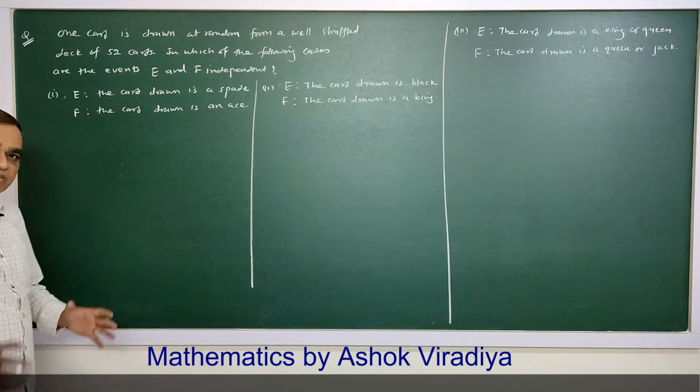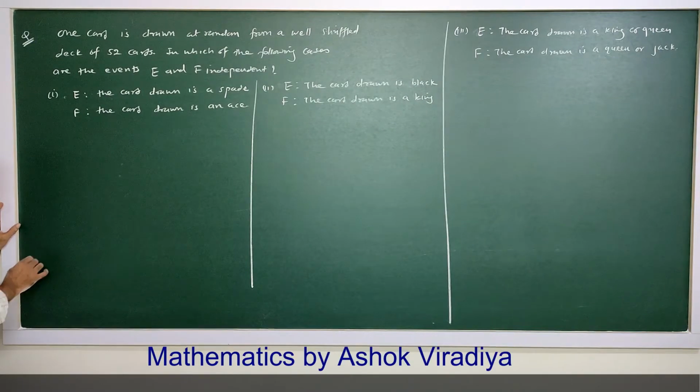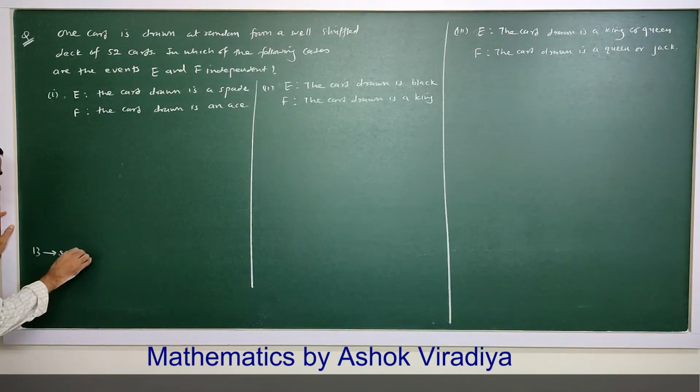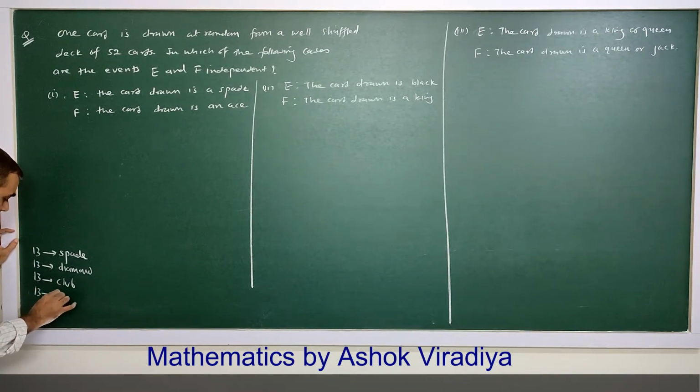Cards means a bunch of 52 cards. A deck contains 52 cards, and groups are identified by these words. There are 13 spade, 13 diamond, 13 club, 13 heart. These are 4 groups, each of 13 cards. So total 52 cards.